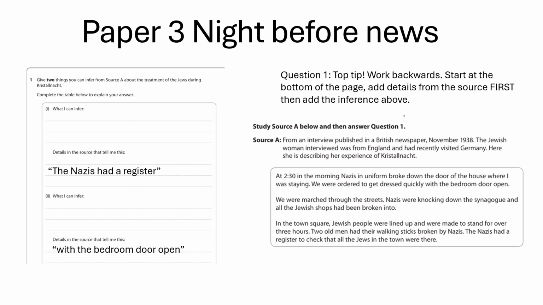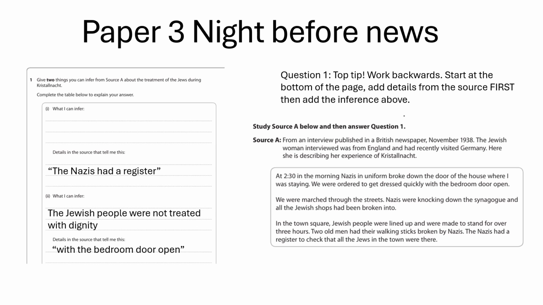You look at your source. You find 2 phrases or 2 sentences that give you clues about the inquiry. So in this case, clues about the treatment of Jews. And then you write the details in first, because it is easier to make an inference from a detail than have an inference and then find a detail afterwards. And you can see that I've done that on the screen. So we've put the details in, the quotes in first. And then once you've written your details, again, you're going to work from the bottom of the page up so that the inference is in the right place.